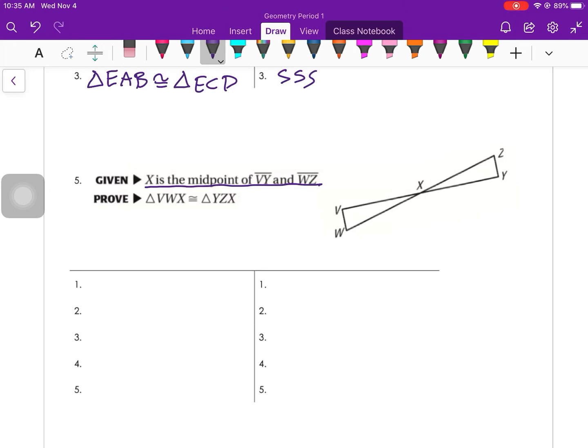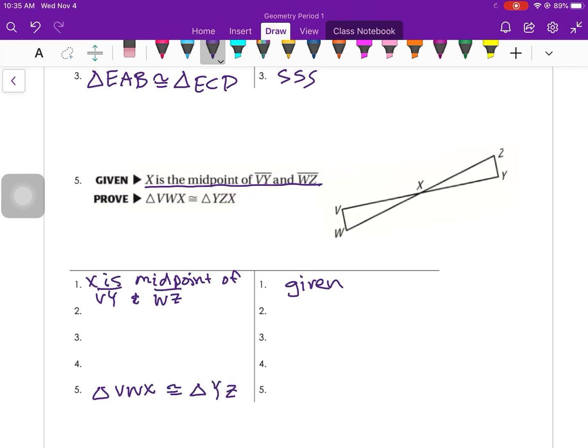The last one here, let's write down our given. It tells us X is a midpoint of two different line segments. So X is the midpoint of BY and WZ, given. What do I want to get to? Triangle VWX is congruent to triangle YZX. Now ask yourself, they didn't tell us any sides or angles were congruent, but why did they tell me that X is a midpoint? So it's a midpoint of VY.